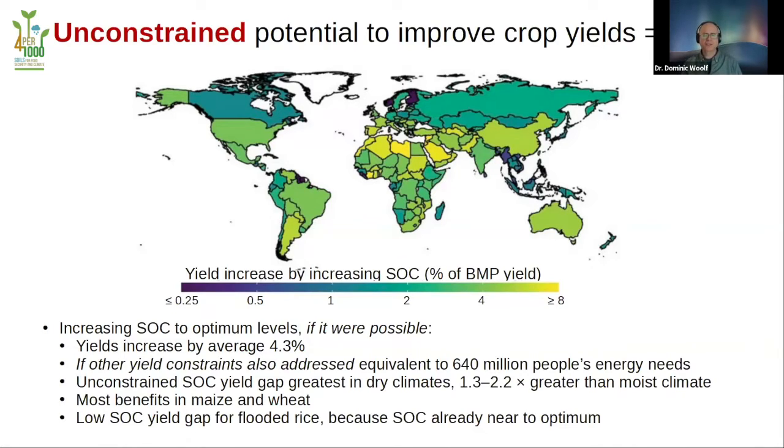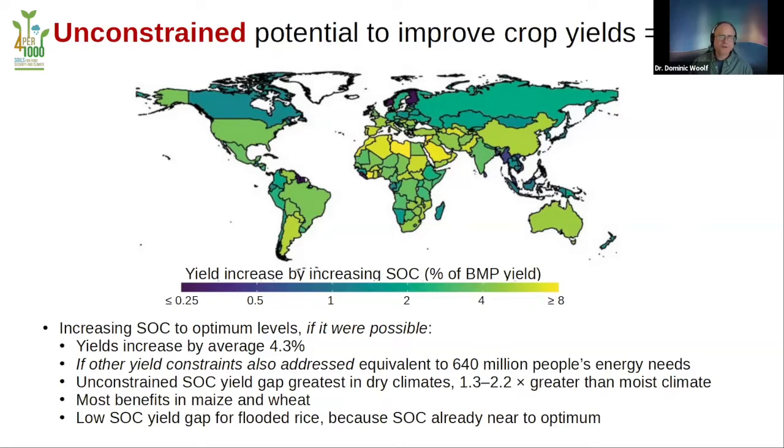What we can do is extrapolate to what impact soil organic carbon could have if they were practicing best management practices elsewhere. So if across the world people were using optimal fertilization, irrigation, weed and pest control, etc., under those situations, how much more could we get from soil organic carbon? And what we found is that if we could increase yields up to their optimum levels, we would on average across the world increase crop production by about 4.3%, which is roughly around 640 million people's energy needs.